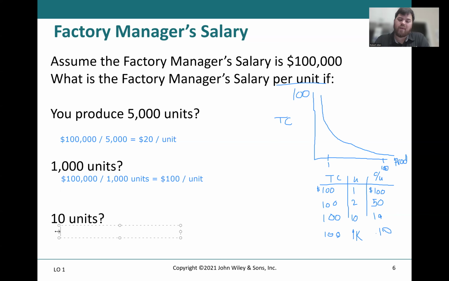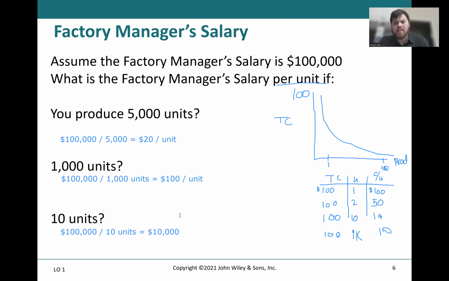But now, if I am only able to produce 10 units, then that 100,000 is only able to be divided into 10 units, which means my average fixed cost per unit is now going to be $10,000. There we go, $10,000. And so you can see why it's beneficial to push out that extra production.